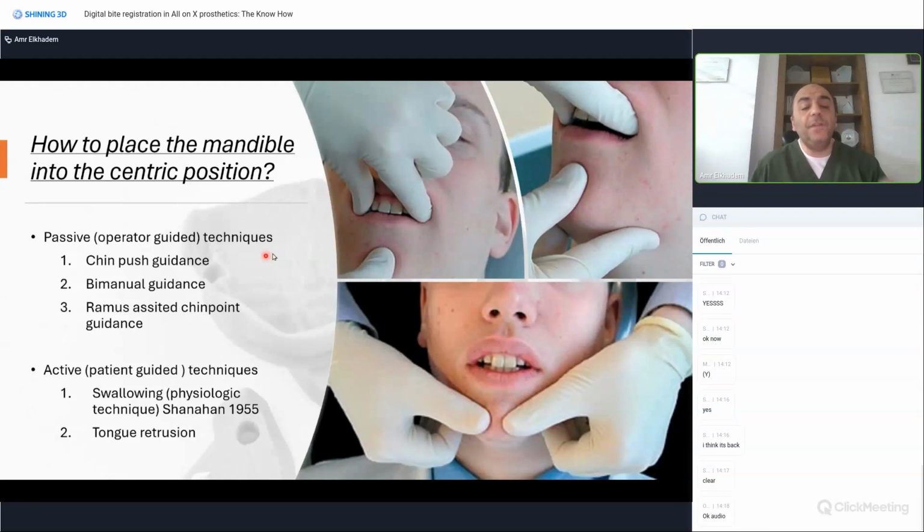And there are techniques called the active techniques, which is patient guided, means that the patient is the one who's gonna bring himself into the position. We have three passive techniques, which is the chin push guidance, the bimanual guidance, and the Ramus assisted chin push. And the active are the swallowing and the tongue retrusion. Let's go a little bit with this.